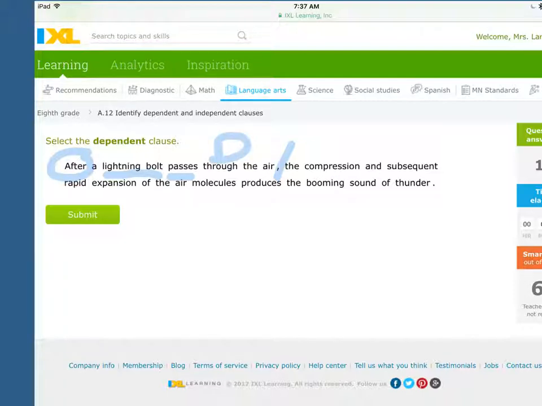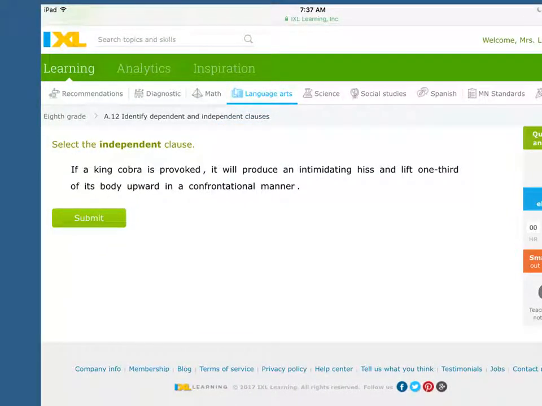Check the next one. Compression and subsequent expansion of the air molecules is my very long subject. And it produces, that's my verb. This second part, it could stand by itself. It is an independent clause. So I would choose the first one, click it, and move on. All right, let's do one more. We're looking for the independent clause.